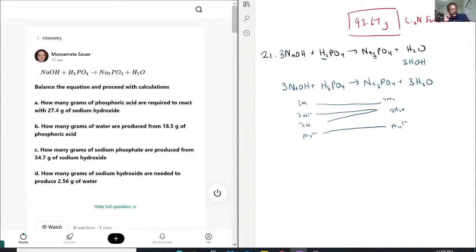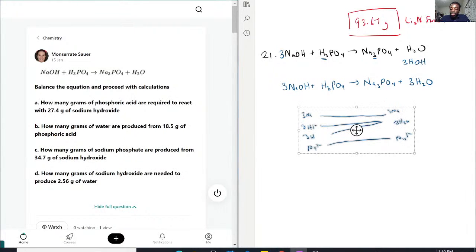And now it's asking us how many grams of phosphoric acid are required to react with 27.4 grams of sodium hydroxide. So what they're asking for here really is that they want to know how many grams of phosphoric acid is required to completely neutralize or get rid of the NaOH. We don't want more or less, we want the exact amount. So for this, what I'm going to go ahead and do is find the molar mass of each one. The reason being is because we're going to do a lot of conversions here, and I want to be ready and equipped to be able to make all these conversions.